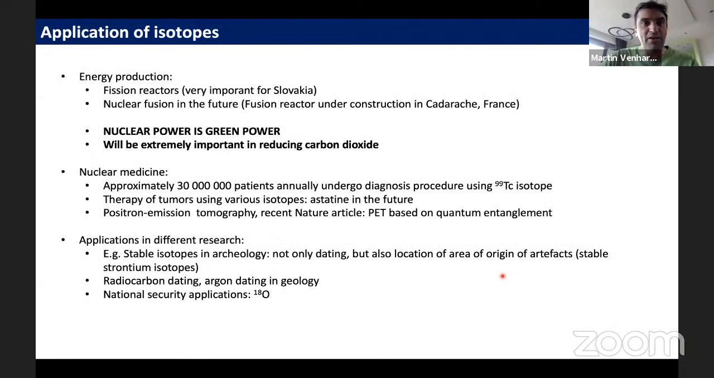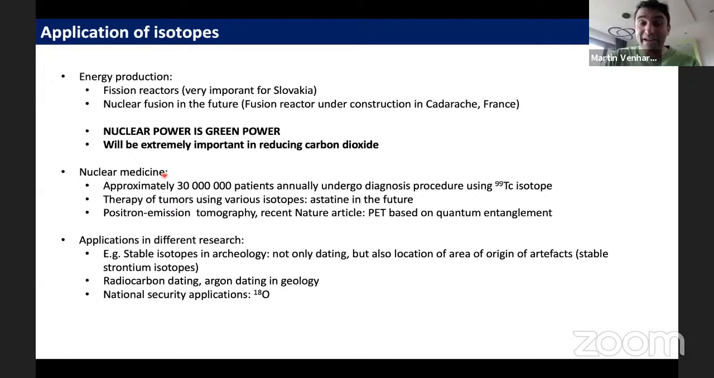Okay, very briefly on the applications of isotopes. So we all know energy production. I don't need to spend much time on it. However, nuclear power is considered as green power. Even the European Commission finally gave this statement. So now officially nuclear power is green power.